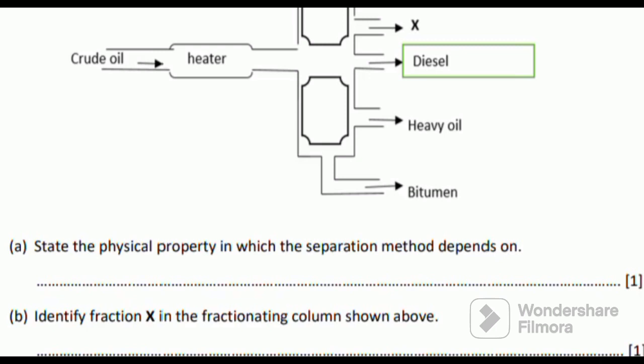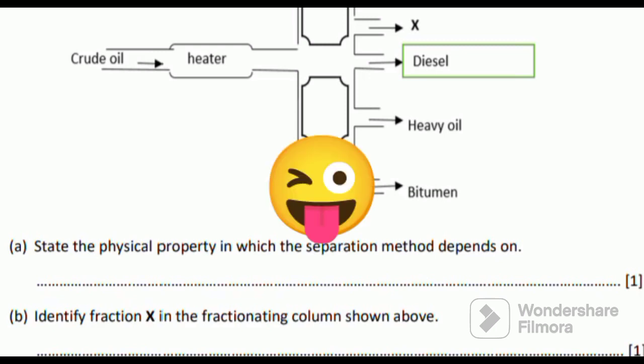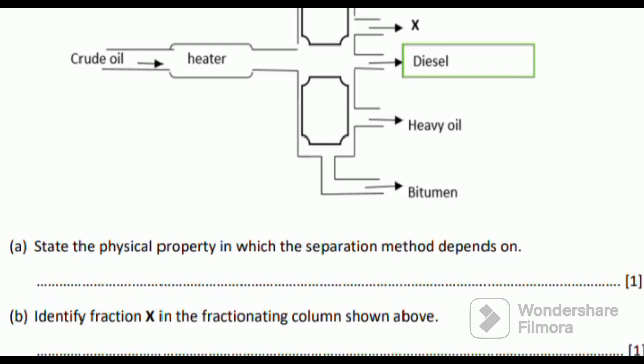Okay, so bitumen, also called asphalt. Bitumen is used in road construction. Bitumen is also used in roofing.